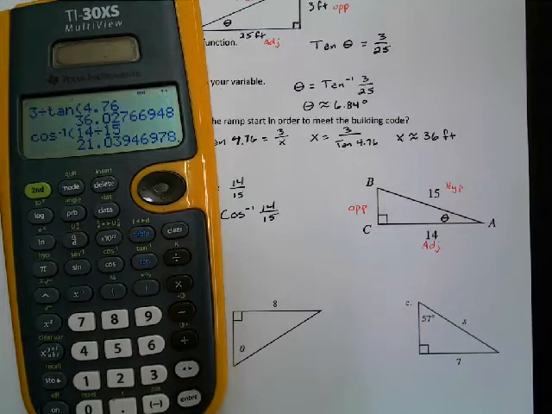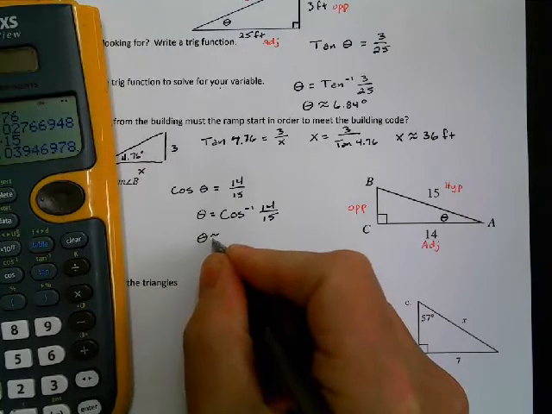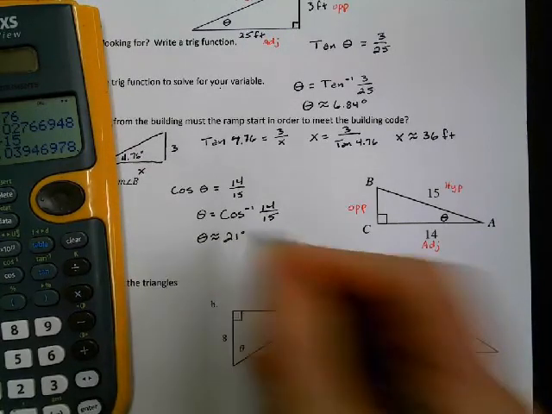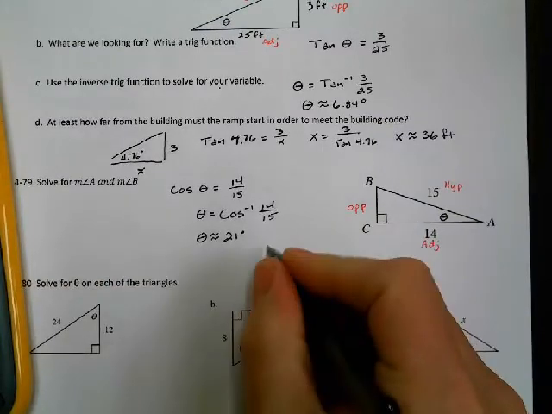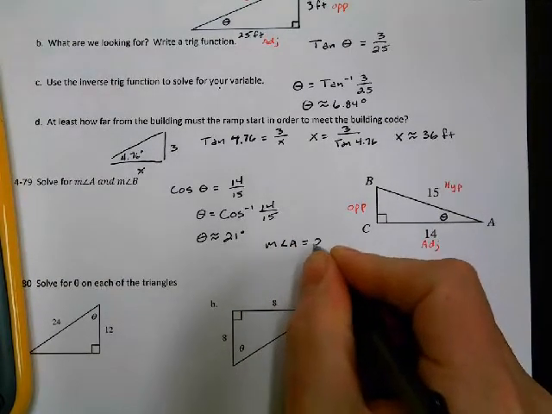We get 21.0394, blah, blah, blah. Let's just call it 21. So we're going to round that to 21. All right, so now we know that the measurement of angle A is about 21 degrees.